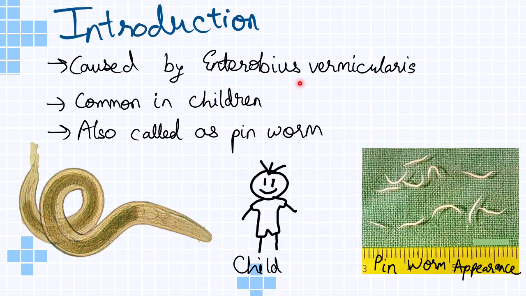Enterobiasis is caused by Enterobius vermicularis, commonly known as pinworm. It is one of the most common intestinal nematode infections and is particularly prevalent among children. The name pinworm comes from the characteristic appearance of the adult worm, which resembles a small white pin. Now that we know the causative organism, let's move on to its life cycle.